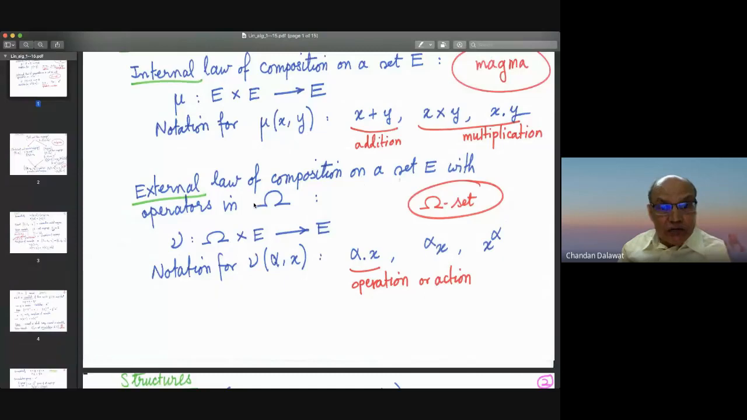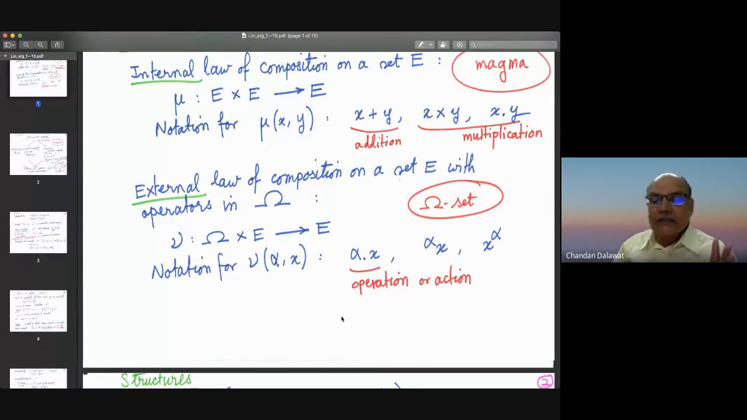So an external law of composition is something which takes an element of omega, makes it operate on an element of E, and gives you back an element of E. So this external law or this operation is sometimes written as alpha dot x, where alpha is in omega and x is in E. Sometimes it's also written as x to the power alpha, where alpha may be written to the left or to the right. So you also use this exponential notation sometimes.